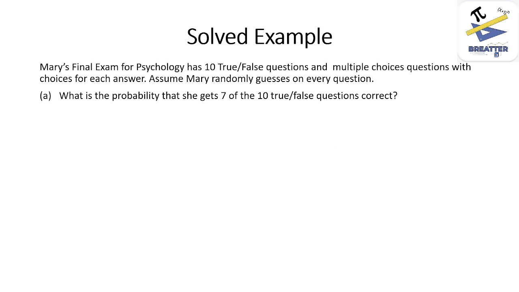So this is the randomly solved example of binomial distribution. Mary's final exam for psychology has 10 true false questions and multiple choice questions with four choices for each answer. Assume Mary randomly guesses on every question. What's the probability that she gets 7 of the 10 true false questions correct?